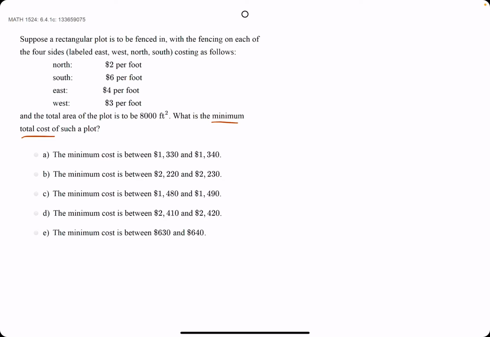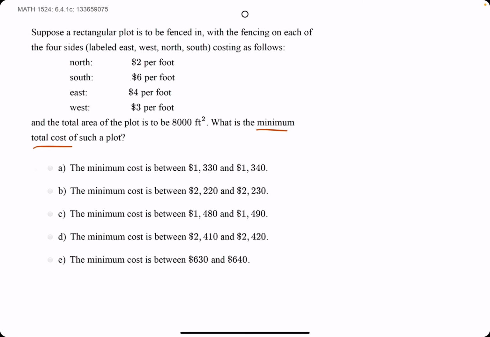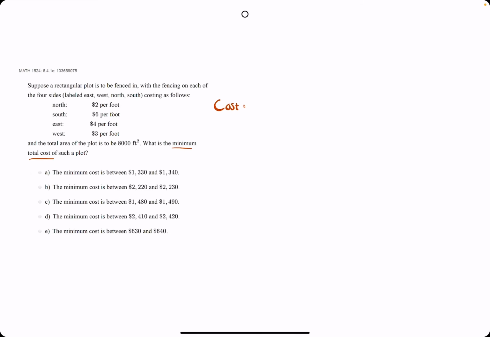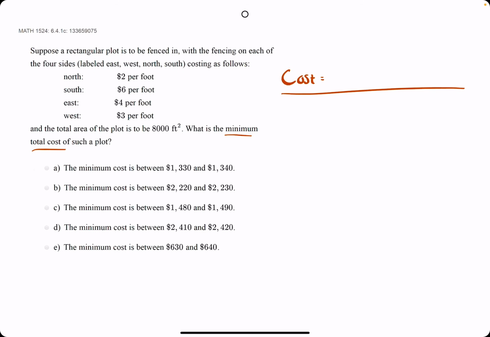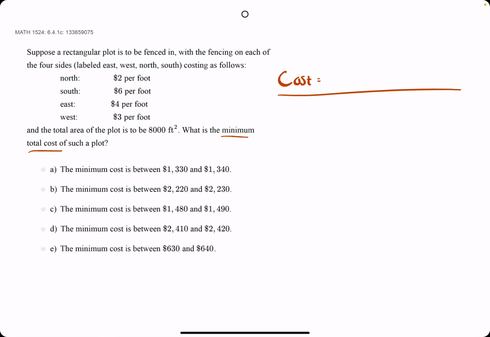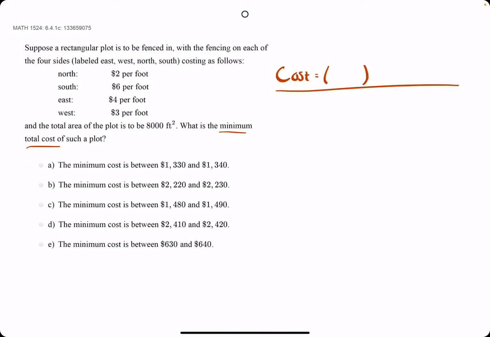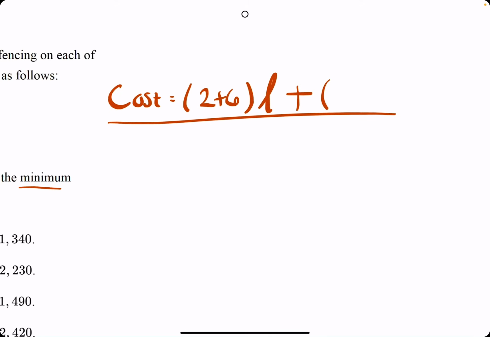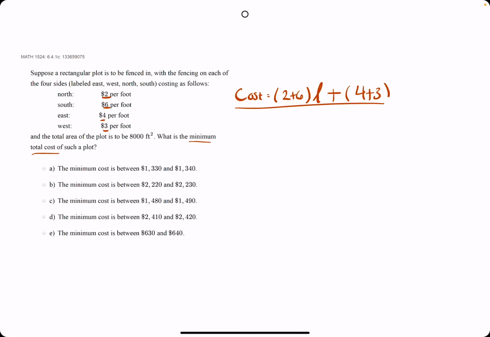So, when we're looking for minimum total cost, or minimum of anything, we need to find the equation for cost in order to find the minimum of cost. We talked about in the last video that cost is the north and south prices, so 2 plus 6 times L for the length, plus the sum of the east and west costs, so 4 plus 3 times the width, W. Simplifying this, we get that the cost is 8L plus 7W. All right, not too shabby.